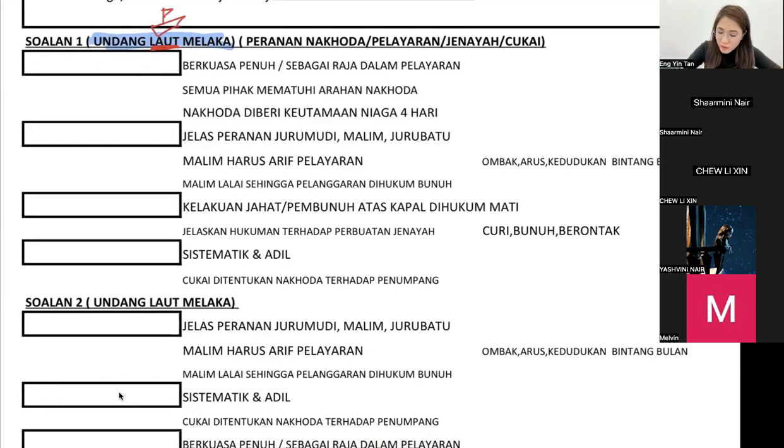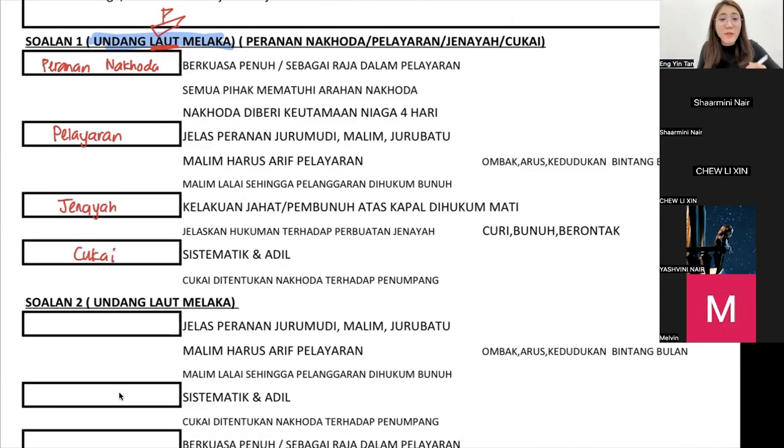So for the C here, you need to tell me what's the peranan nakoda means as a captain. Nakoda, captain of the boat, the kapal, ketua kapal. What is his responsibility in the law book there? And throughout the whole journey, dalam pelayarannya, if anything happen, accident happen, what will it be like? What should we do based on the law, based on the Undang-Undang Laut Melaka? And if any jenayah cases happen, what will happen next? What happened next? And what about the cukai?